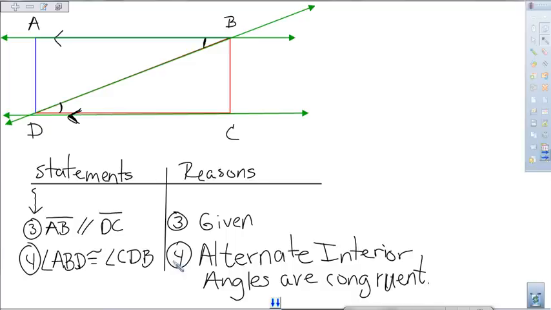Anybody see what we did previously? Do you guys see the segment that is reflexive? Okay, guys.